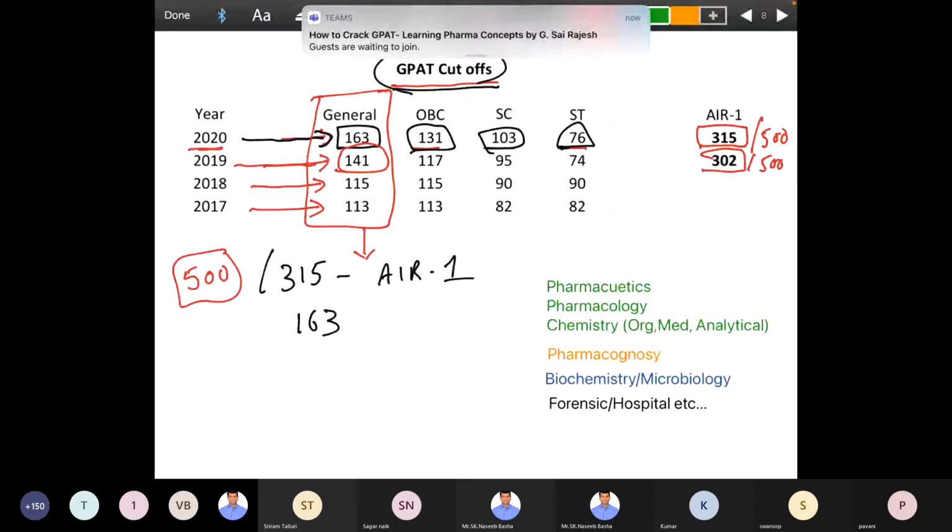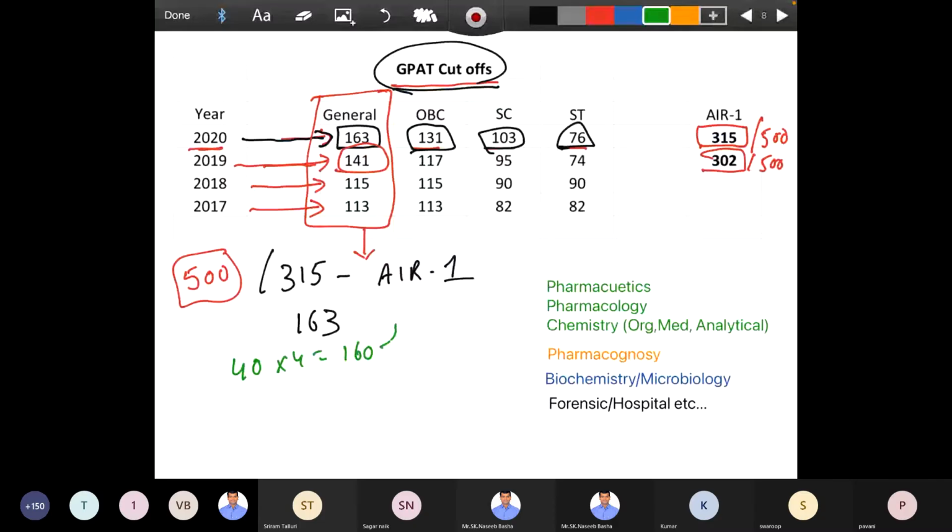If you could do 40 questions correctly, it gives 160 marks. That is nothing but the qualifying marks. How many questions do we have? 125 questions. Out of 125, if you could do 40 correctly, you will definitely get qualified. What if you could do 60 questions correctly? You will get 240 marks, and this will give you a very good rank.